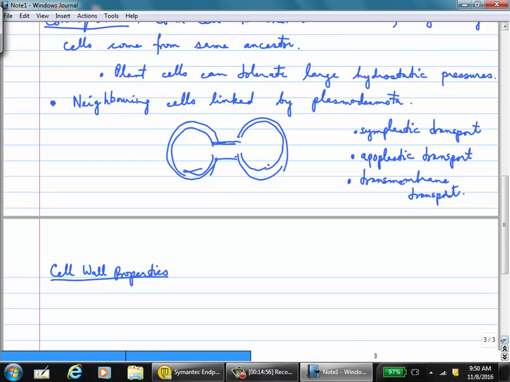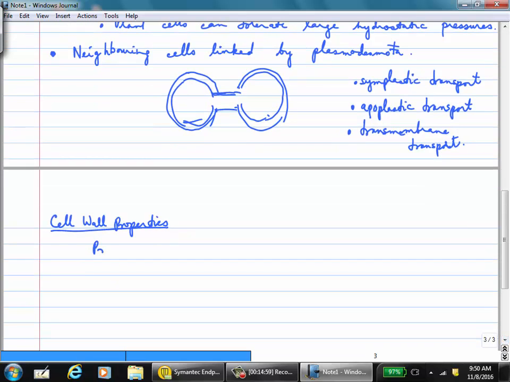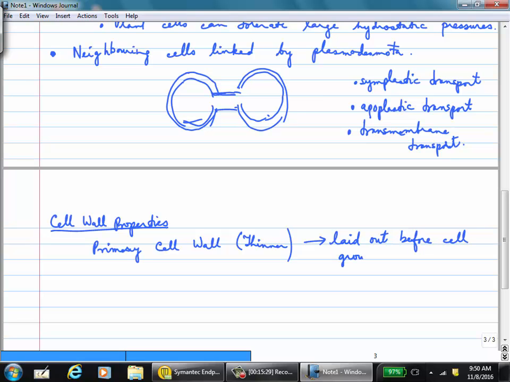So you have a primary cell wall, which is thinner and more stretchable. That cell wall is laid out as the cell grows, so it has to be flexible because the cell has to be able to grow. So this is laid out before cell growth is complete. This boundary has got to have a certain amount of flexibility.